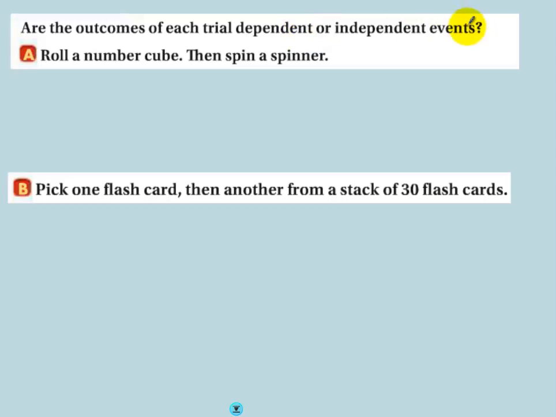So if I ask questions, are each of these dependent or independent events? So if I roll a number cube, then I spin a spinner. So number cube is a dice. So if I roll a die and then I spin a spinner, are these independent or dependent? They're definitely independent because the two events are with completely different objects, and whatever you get on the number cube doesn't change what you get on the spinner. Two different actions.